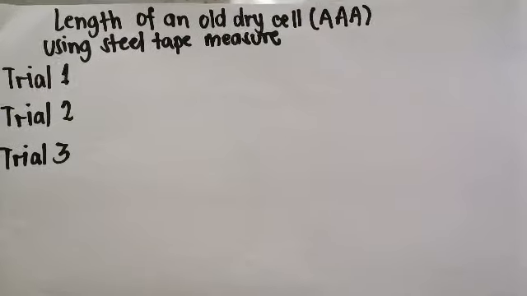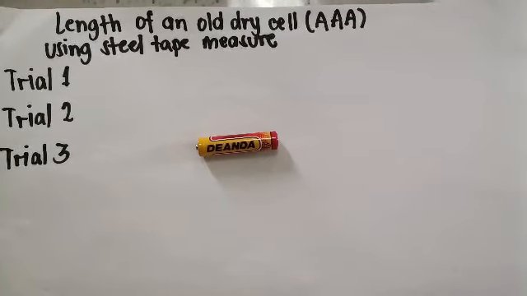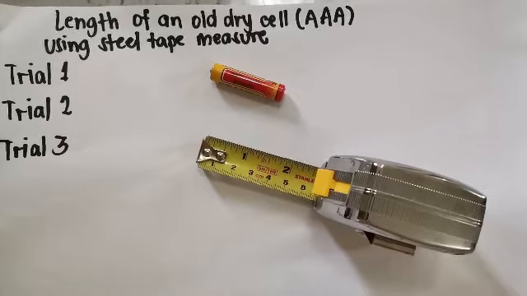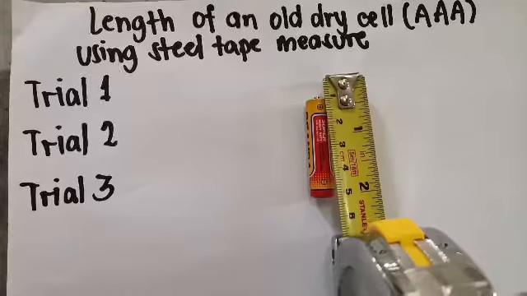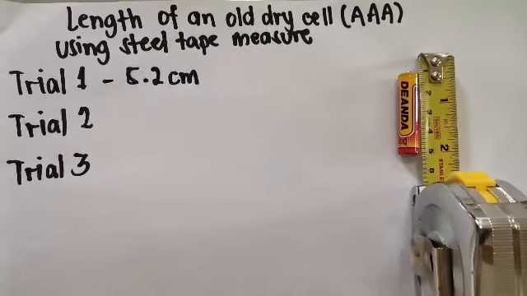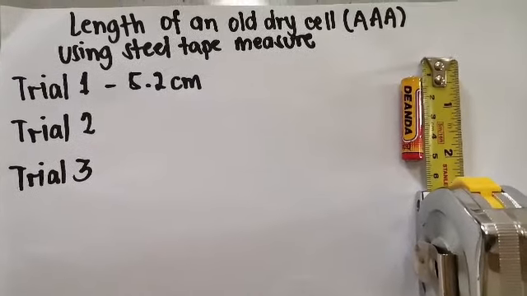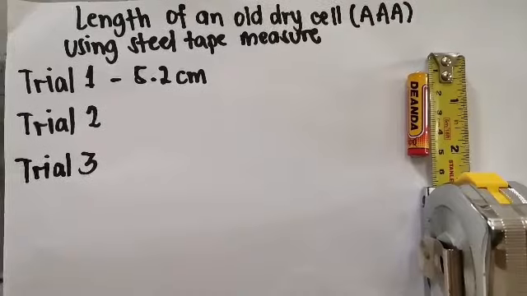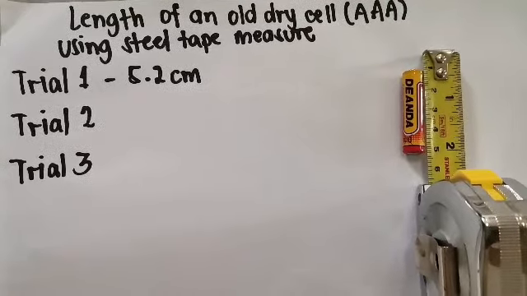We will measure the length of an old dry cell AAA using steel tape measure. First trial, I got 5.2 centimeters. Repeat the procedure to get the measurement of the second trial and the third trial.